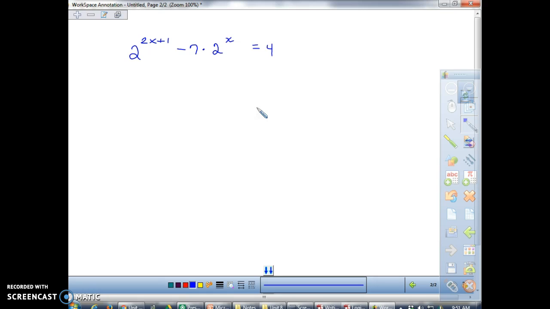So how many of you think you may know what to substitute with? Anybody have any ideas? What about 2 to the x? Now, it's sort of like a hint here. So do you see I have minus 7 and then I have 2 to the x? So wouldn't that be kind of like minus 7n? Okay, so let's do n is equal to 2 to the x this time.